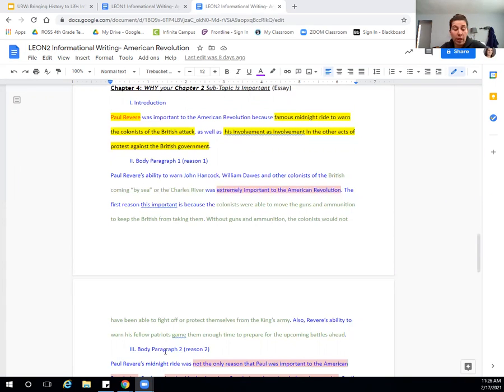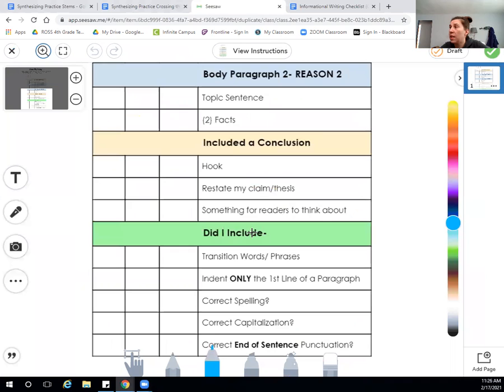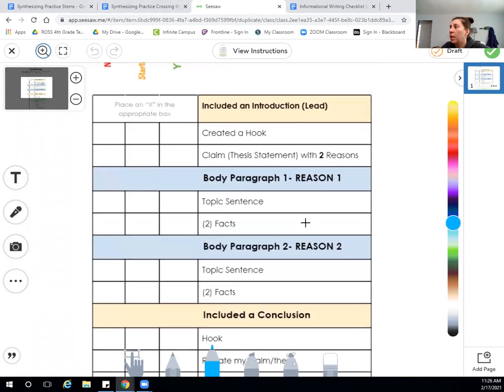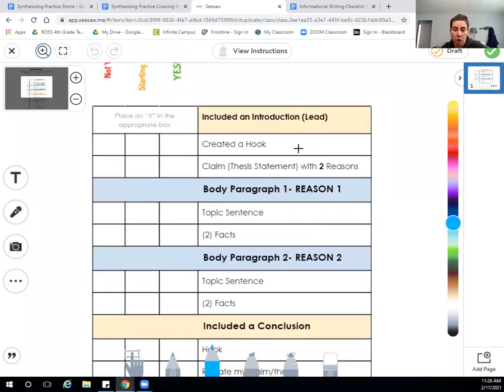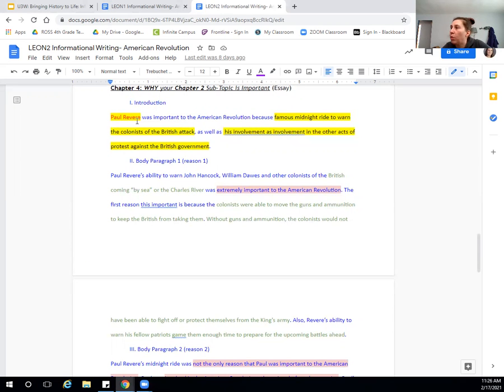So looking at my checklist, I'm going to get that on the screen. My checklist asks if, in the introduction, I created a hook. That means that we had those 4 hooks that we talked about previously. I'm going to see if I have a hook to hook the reader in and a claim with my thesis statement. So let's see what I got here. It says Paul Revere was important to the American Revolution because of the famous midnight ride to warn the colonists of the British attack, as well as his involvement in other acts of protest against the government.